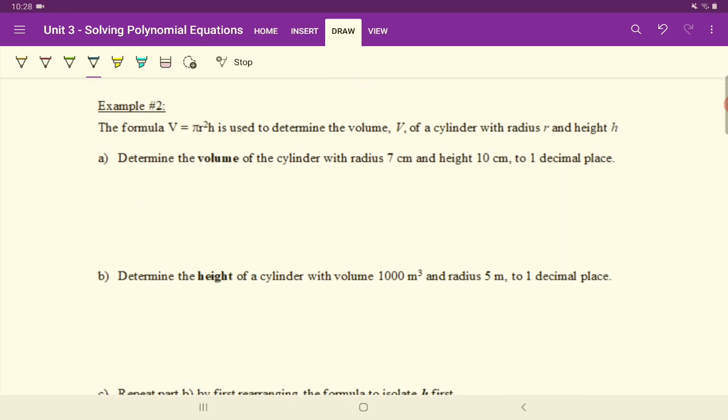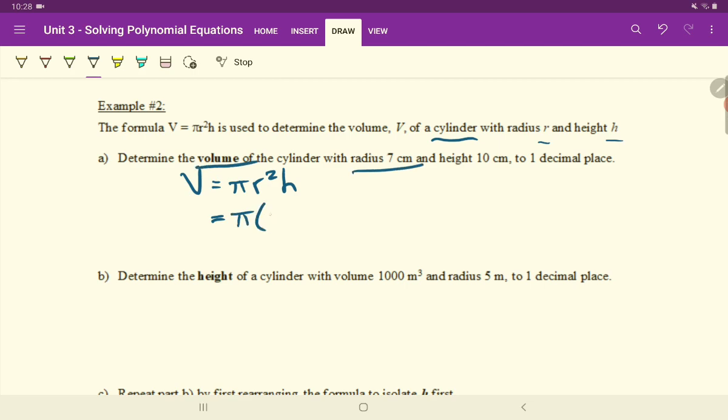Let's move on to our next example. The formula V equals pi r squared times h is used to determine the volume V of a cylinder with radius r and height h. Determine the volume of the cylinder with radius 7 and height 10 to 1 decimal place. Very straightforward. Simply substitute in your values because you're just solving for V. It says determine the volume.